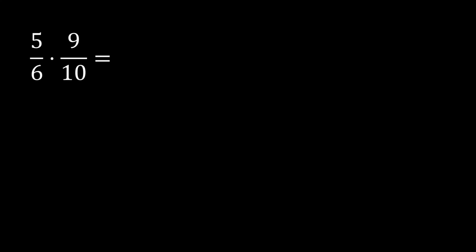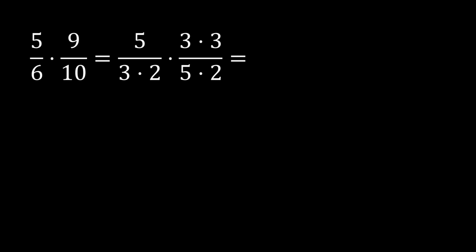Next example is 5 over 6 times 9 over 10. That's 5/6 times 9/10. The same principles apply here. We'll simplify before multiplying. First, simplify the numbers so that we have 5 over 3 times 2 times 3 times 3 over 5 times 2. We're rewriting 5/6 as 5 over 3 times 2 and 9/10 as 3 times 3 over 5 times 2.